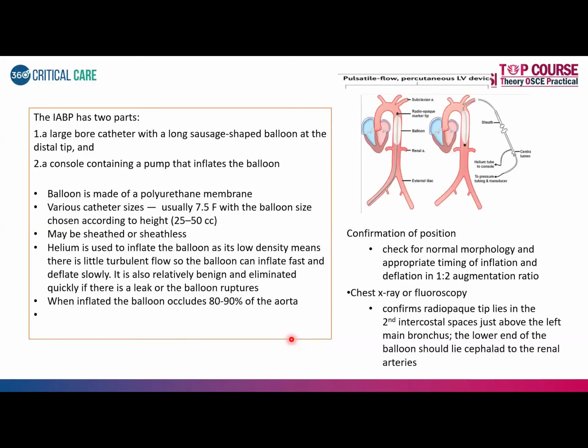Basically, there is a large bore catheter, like a sausage with a distal tip, and there is a balloon, and this is connected to a console. So there is a helium tube which ends with a balloon and a distal tip, and there is a console. And the balloon is made of a polyurethane membrane.